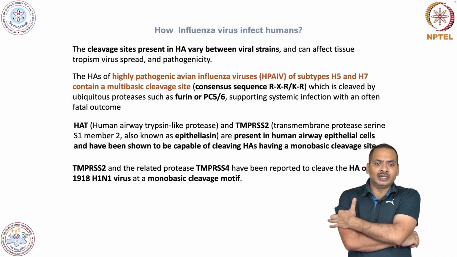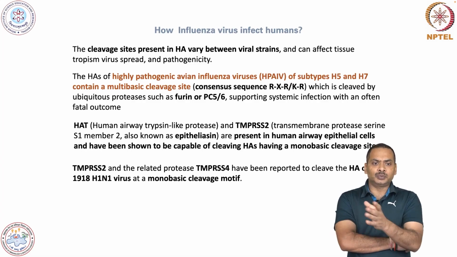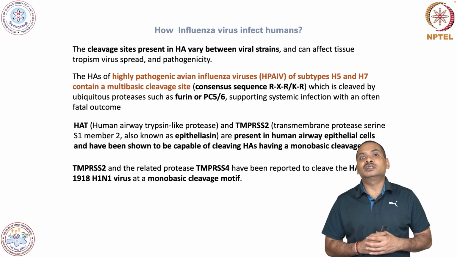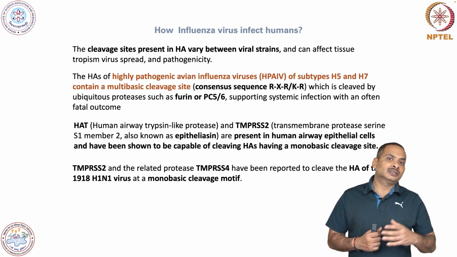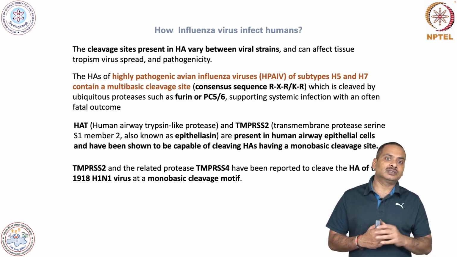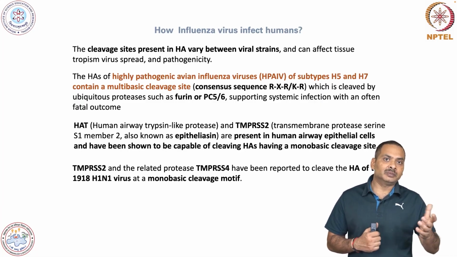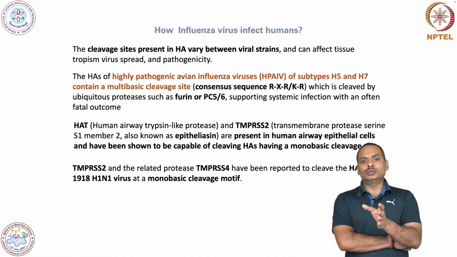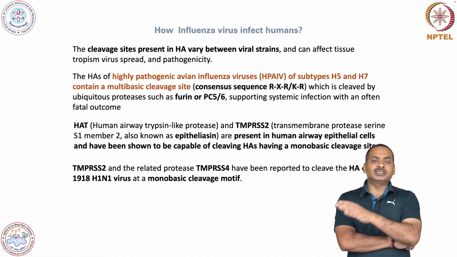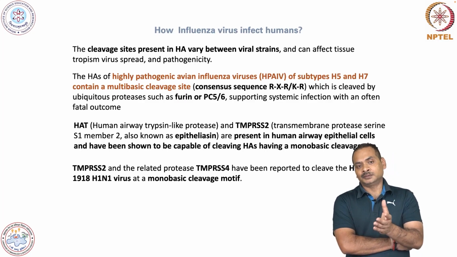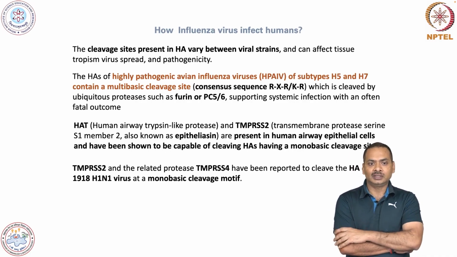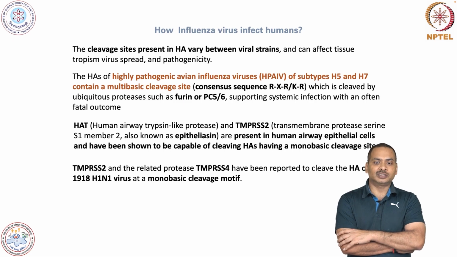TMPRSS2 and related proteases, TMPRSS4 is another protease, have been reported to cleave the HA of the Spanish flu H1N1, which caused the pandemic in 1918, at this monobasic cleavage site. So, these enzymes basically cleave this HA protein in this H1N1 Spanish flu virus, which has a monobasic cleavage motif.